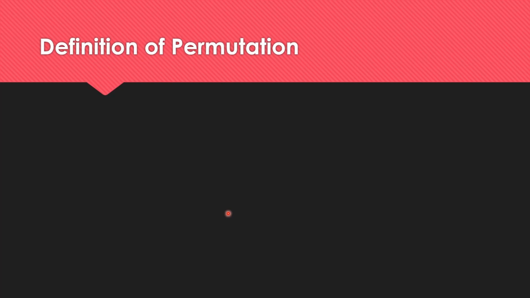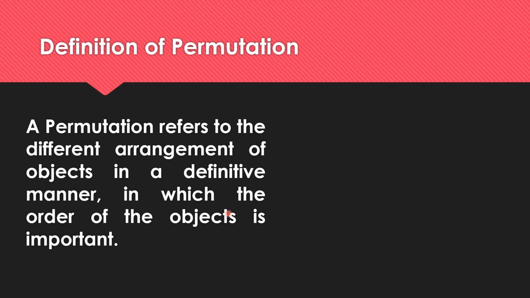Alright, so let's define first what is permutation. And this definition is actually taken from the Mathematics 10 module of DepEd. And according to the definition of the module, a permutation refers to the different arrangement of objects in a definitive manner in which the order of the objects is important.